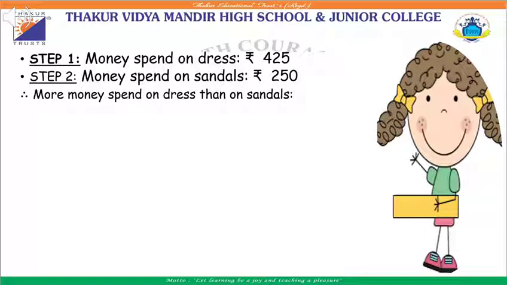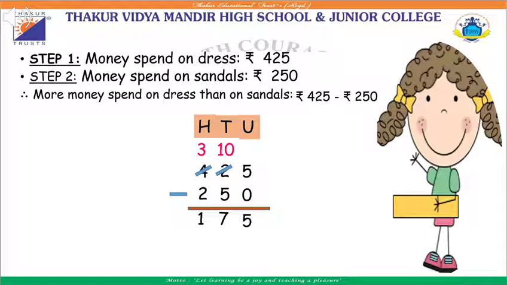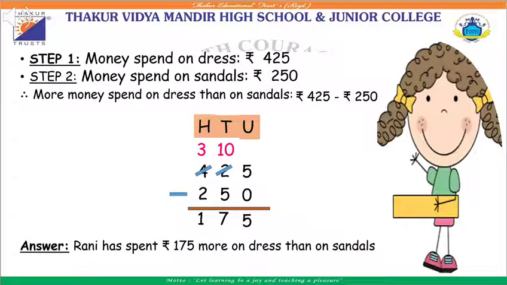How will you get that? How much more she spent, I have to subtract from the dress money the sandals money. So the remaining money that I get will give me how much more money she spent on the dress than on sandals. So 425 minus 250 will give you 175. So the answer is Rani spent rupees 175 more on dress than on sandals.